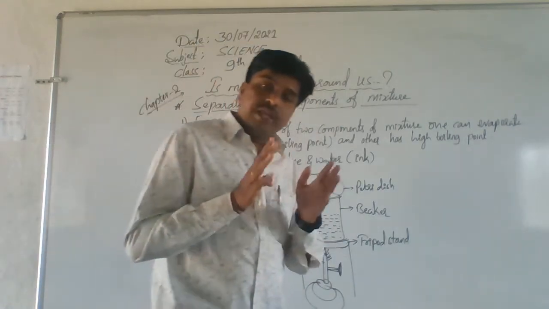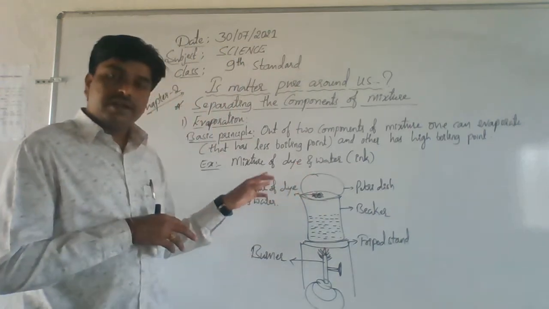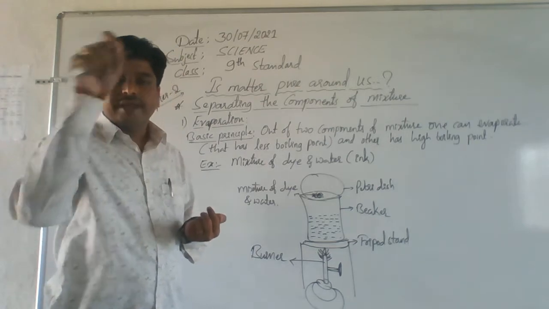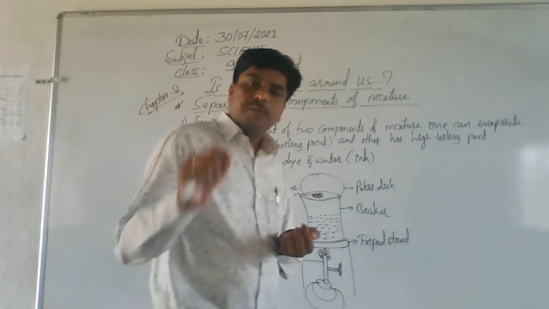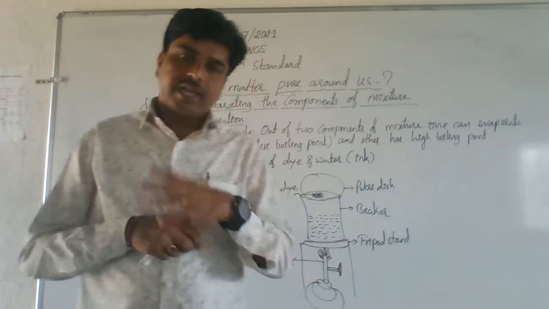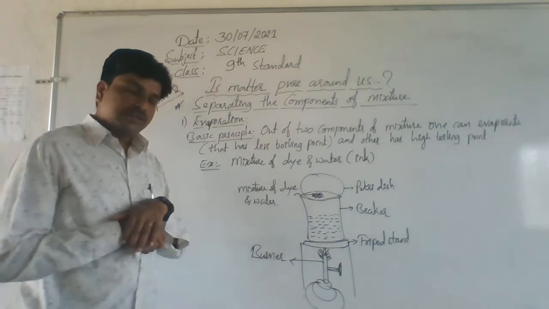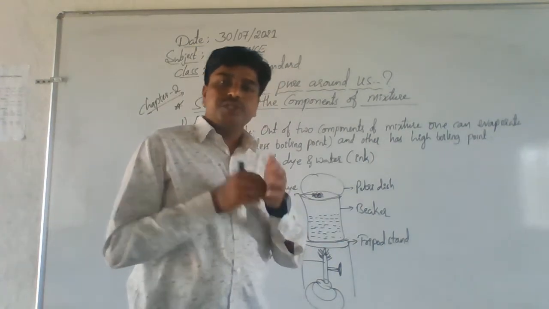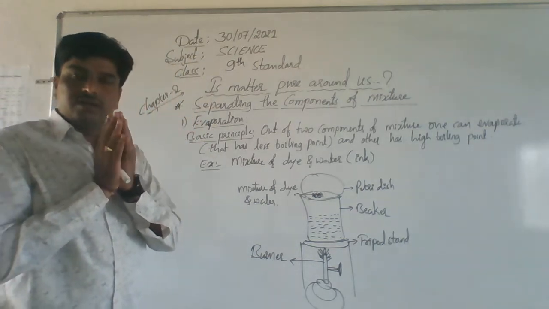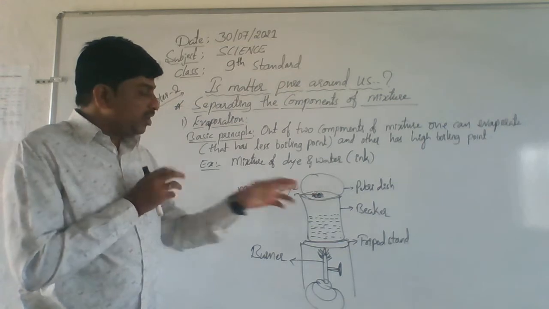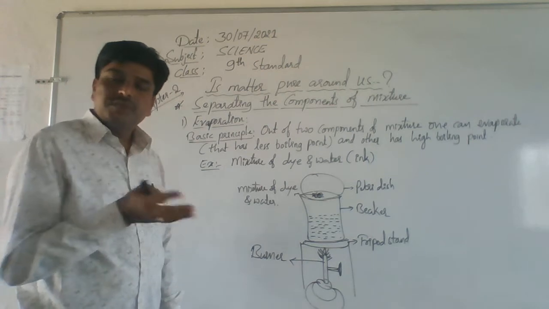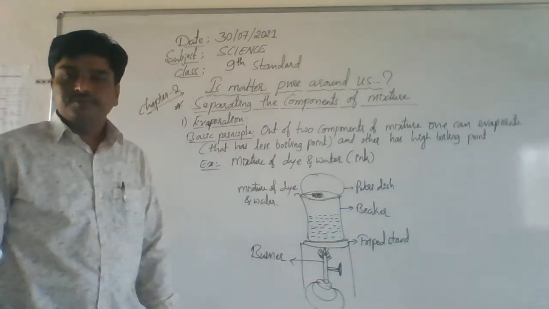Remember, if you heat the mixture of dye and water, or ink, directly, that results in the decomposition of dye. Understand? That means dye may get decomposed. So to avoid that decomposition of dye, we have to heat that mixture of ink and water by putting it in a petri dish or watch glass on the mouth of a beaker containing water. That means we are indirectly heating the ink.